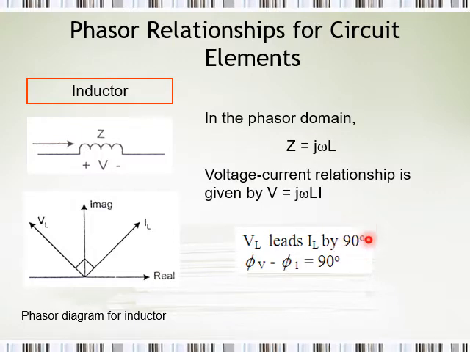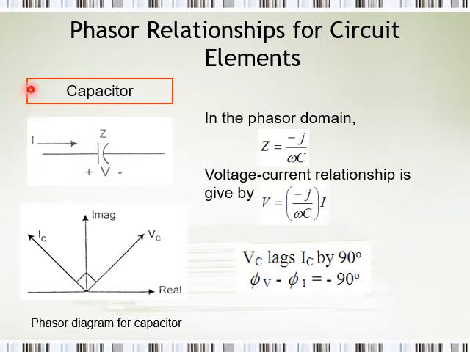Hopefully we still remember about the leading and lagging of sinusoid signals. So in this case, we can see that VL leads IL by 90 degrees. This is for the inductor.